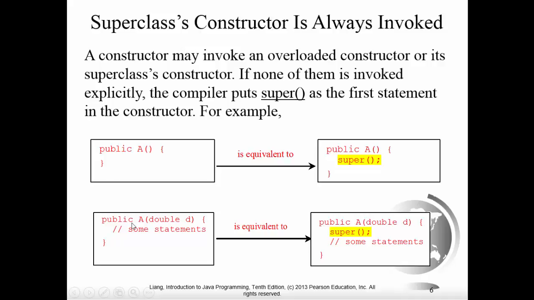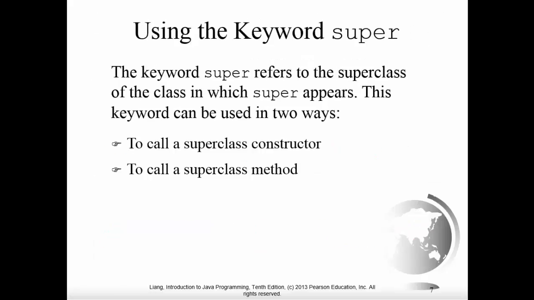Here's another example. Here I have a constructor of A and it's expecting a parameter named D, and it's a double. And I have some statements there. That is exactly the same as the constructor for A using the double named D, and it executes the superclass constructor explicitly. So if I'm doing it explicitly, I am putting the keyword super to tell the compiler that I want to run the superclass constructor. Otherwise, it's going to happen implicitly anyways. So in this case, I'm doing that.